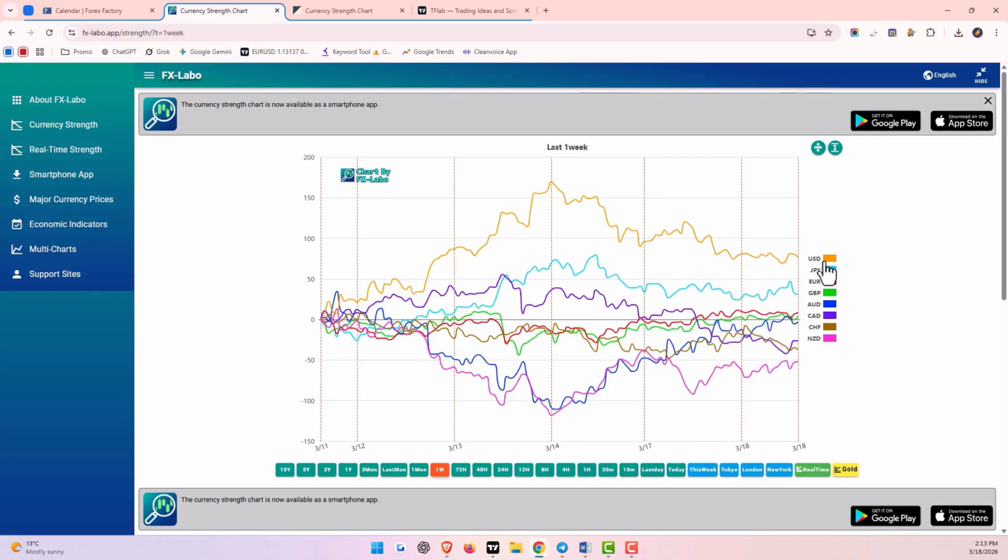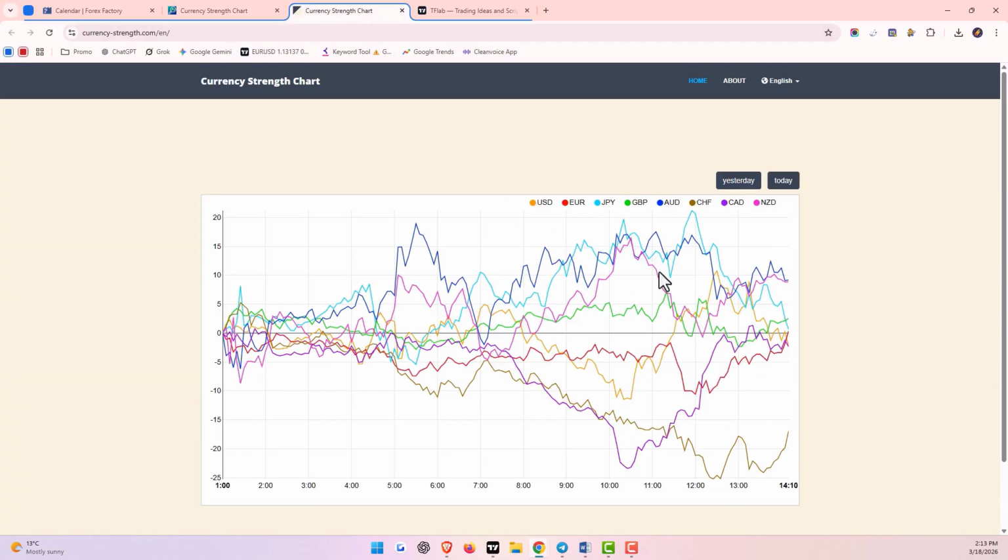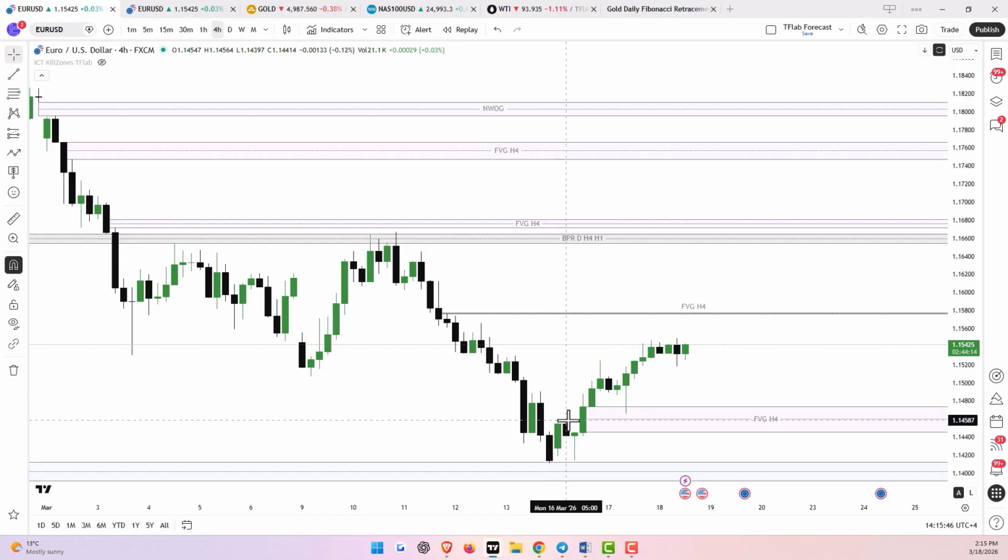Looking at the currency strength chart, we see that on a weekly basis, the dollar remains the strongest currency and is trading strongly against the euro. However, on a daily basis, the euro is doing better than the dollar, though there's still no major difference between them. By examining the 4-hour time frame, we can see the upward movement in the euro-USD pair that started at the beginning of the week.